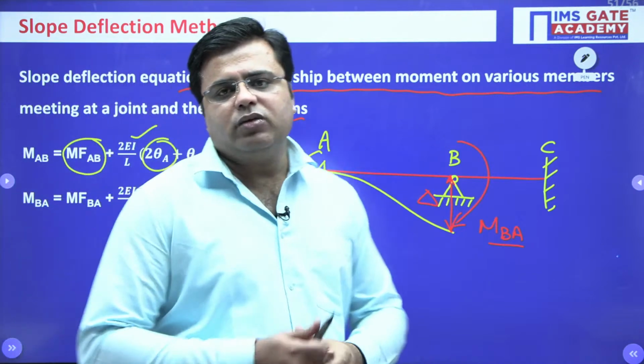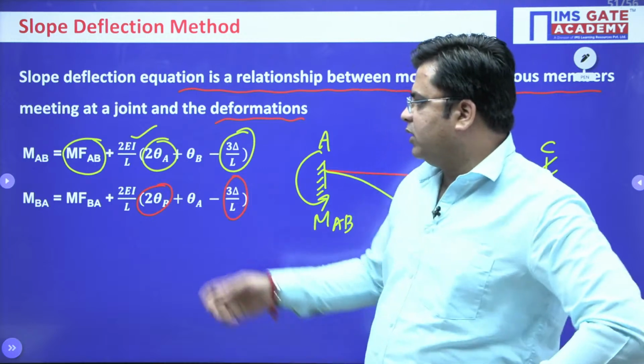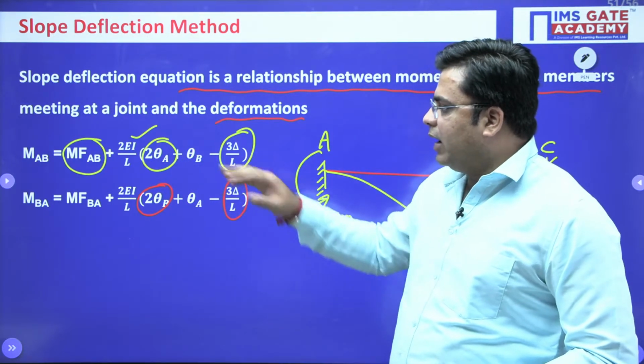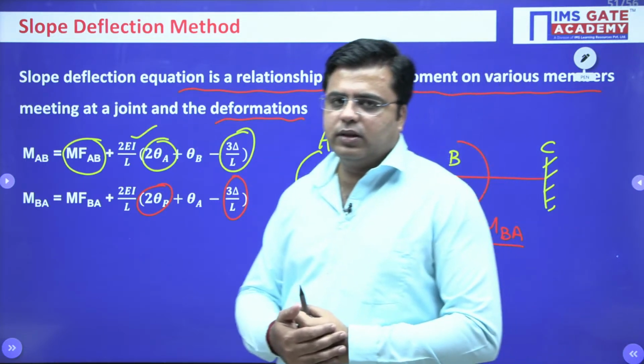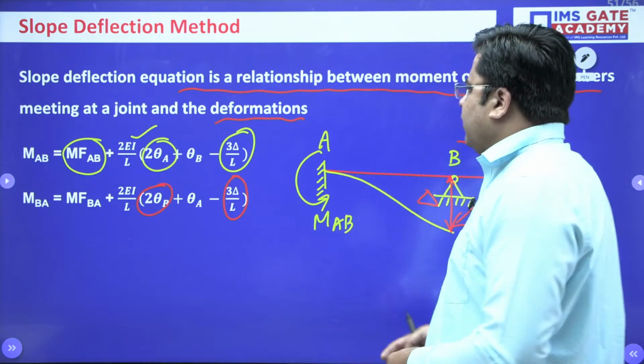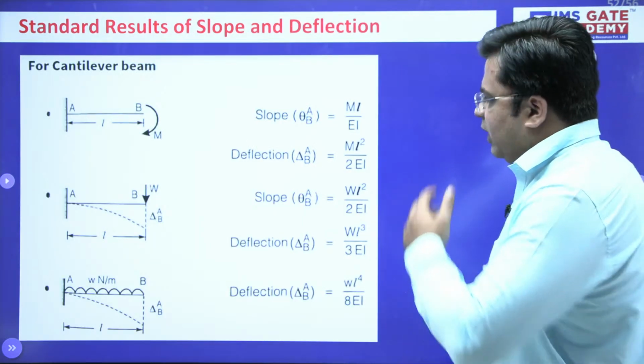So writing down these slope deflection equations and solving them for theta A, theta B and delta, you can easily get the values of all the unknown forces or moments that are present, okay? So this is the slope deflection equation. Usually large questions are formed using slope deflection equations.